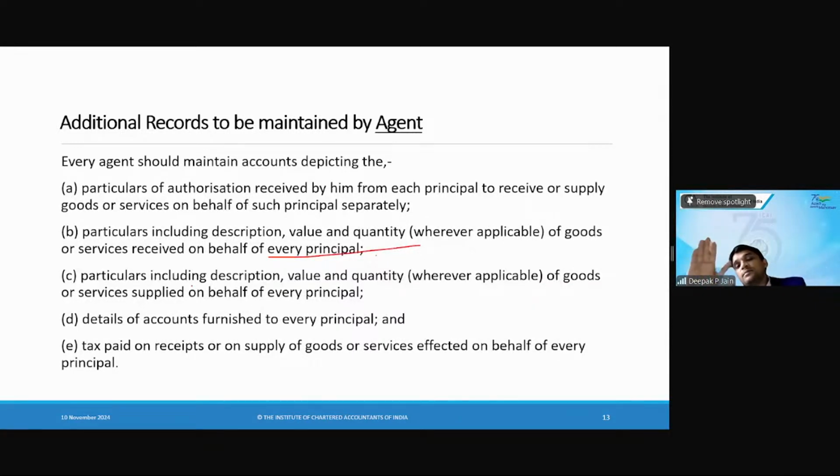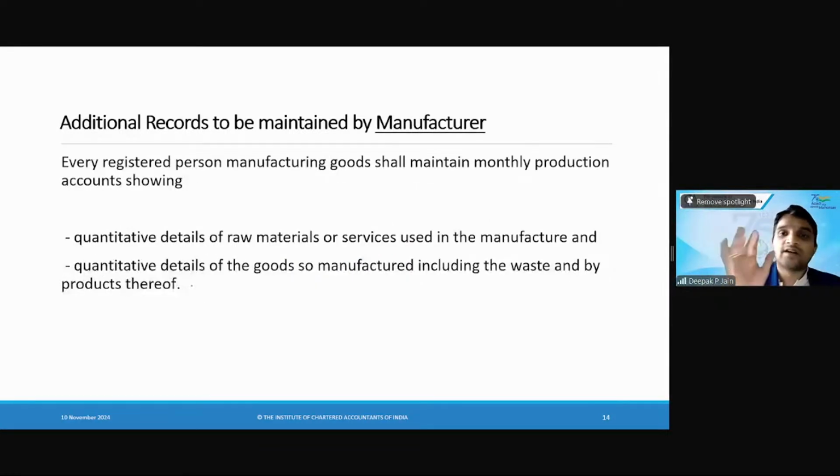Okay, because depending on the type of agent, whether he is covered under Schedule 1 or not, liability प्रिंसिपल या एजेंट पे आ सकती है. इसलिए रिकॉर्ड्स एजेंट को मेंटेन करना पड़ेगा.